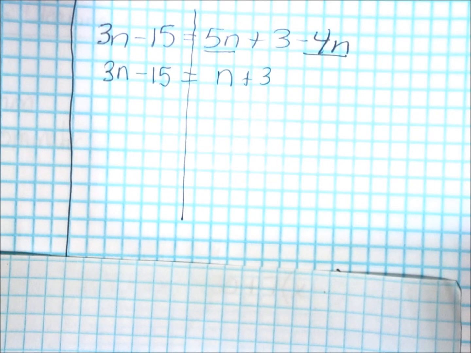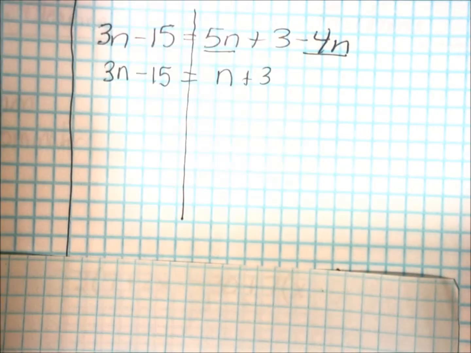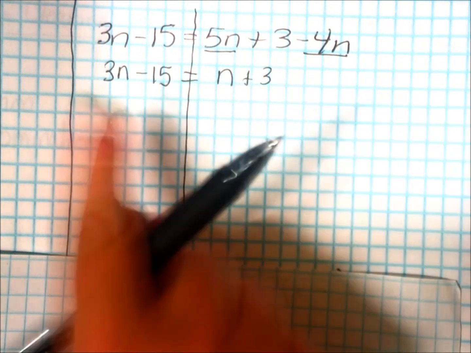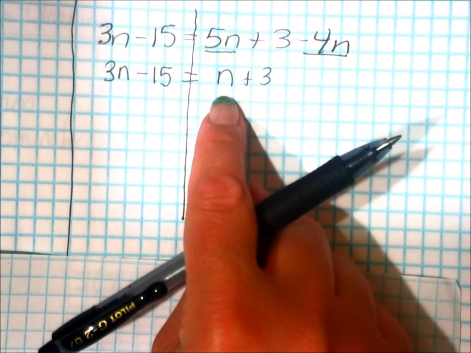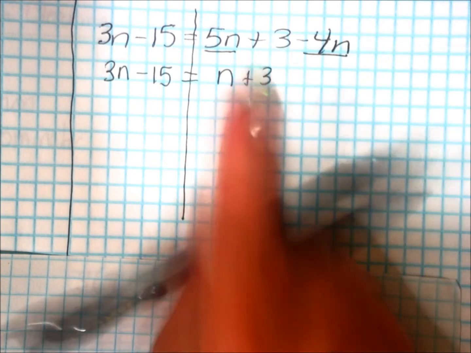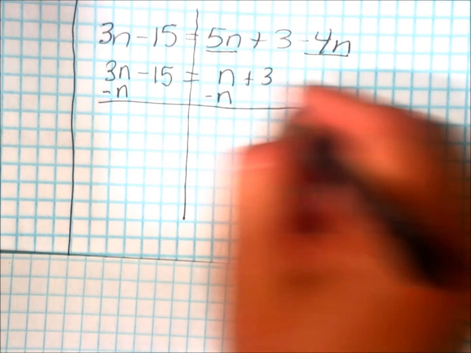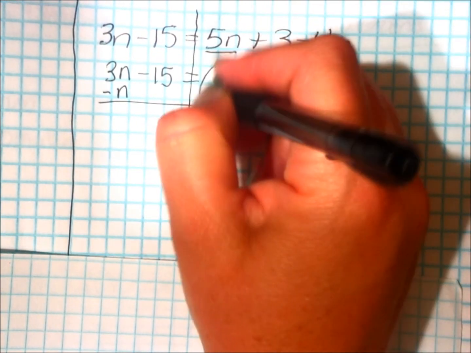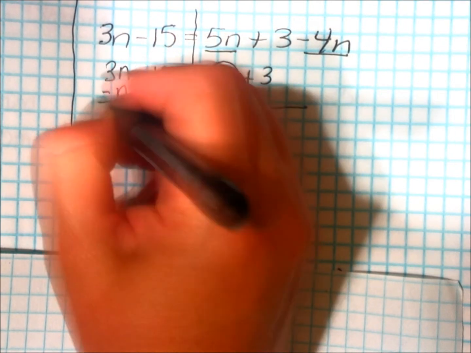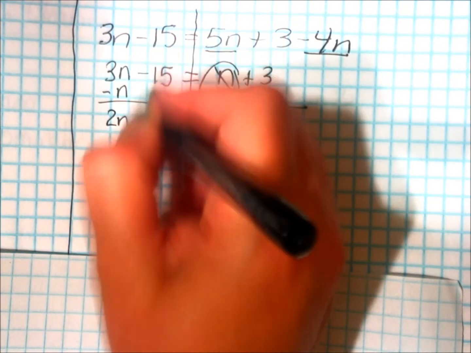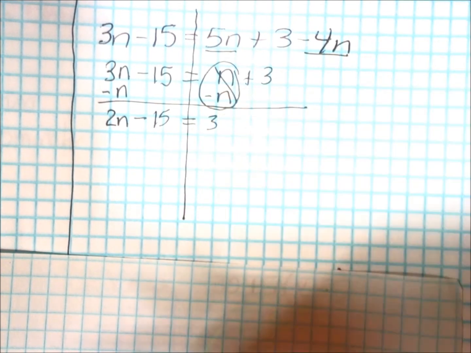All right, so my next step says get the variable on the same side. So I'm looking, I have a 3n and then 1n, because remember, even though there's not a 1 there, we think of it as 1n. I'm going to go ahead and subtract that n from both sides. Here we got what we wanted. N minus n is my 0. Here, 3 minus 1 is 2n minus 15, and I'm left with a positive 3.